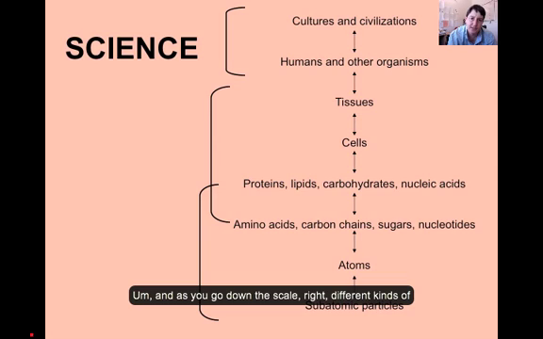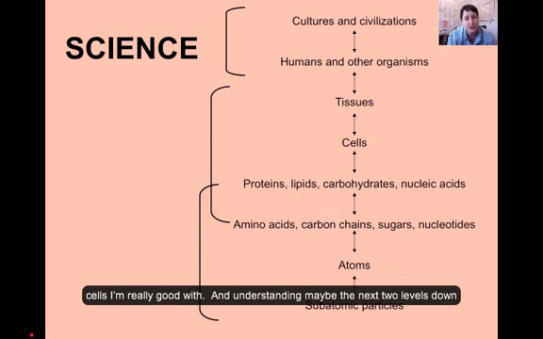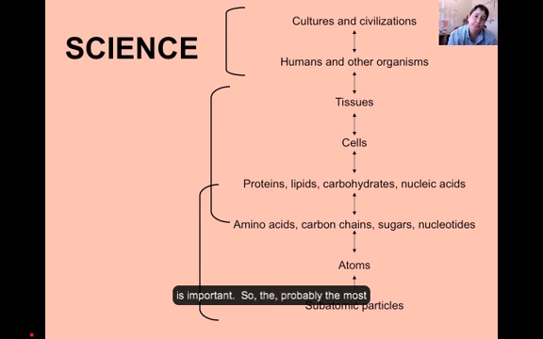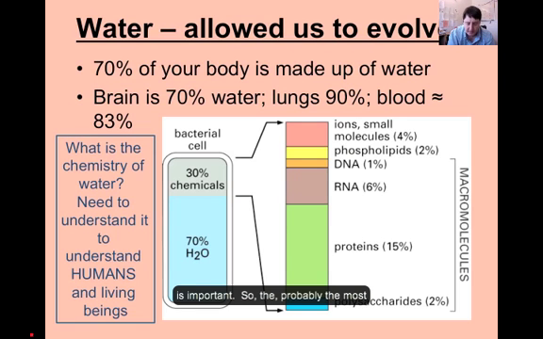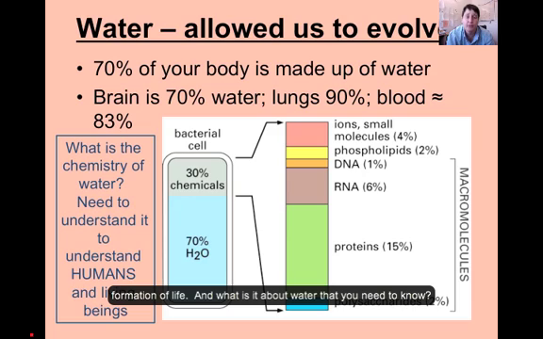And as you go down the scale, different kinds of scientists study different fields in here. And I'm a cell biologist, so I stick to cells. Tissues are a little bit out of my realm. Cells I'm really good with, and understanding maybe the next two levels down is important. So probably the most important thing for you to understand is water. Water is what allowed us to evolve into carbon-containing molecules. It's interesting, water doesn't have a carbon in it, but water is what drives the formation of life.